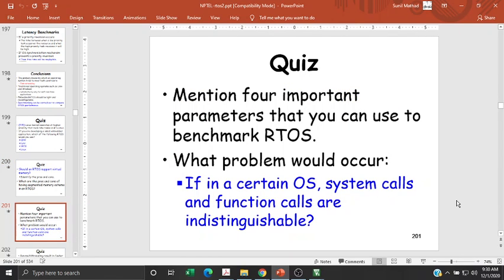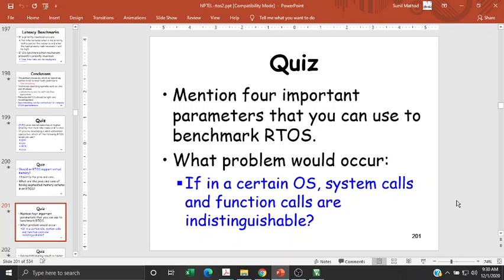What are the four important parameters that you can use to benchmark an RTOS? You can just state anything. Again, you can state the real-time metrics themselves. We have seven parameters. Other than that, you had response time, latency, bin time, and jitter. So you can go on measuring them.